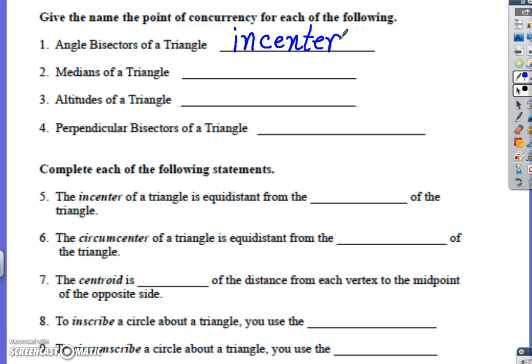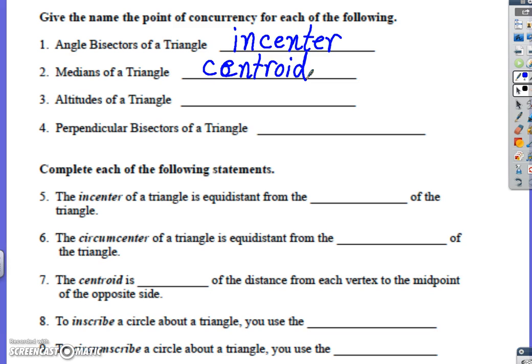The next one, the medians of a triangle. The point of concurrency for that is called a centroid. C-E-N-T-R-O-I-D, the centroid. If you draw the three medians of a triangle, and remember, medians are those segments drawn from a vertex to a midpoint, those concurrent lines will all intersect at the centroid. If we draw the three angle bisectors, they intersect at the incenter. The three medians intersect at the centroid.